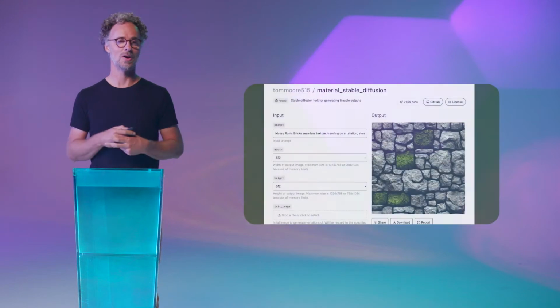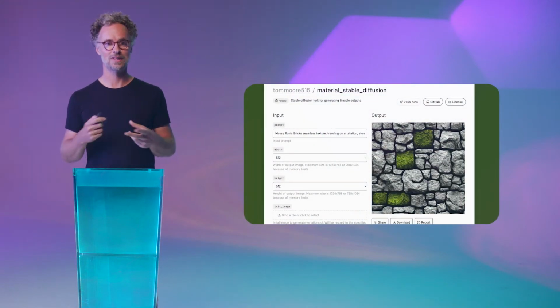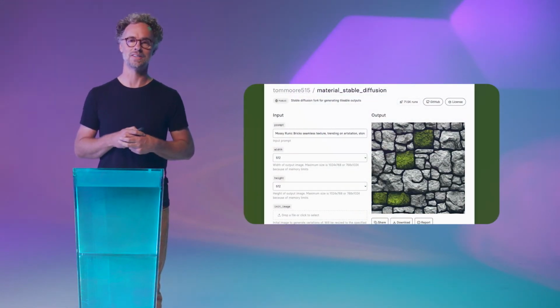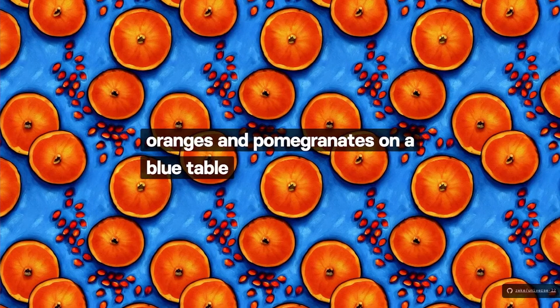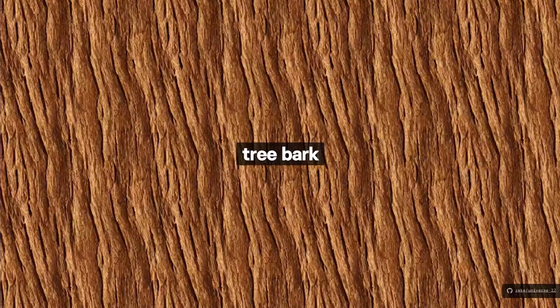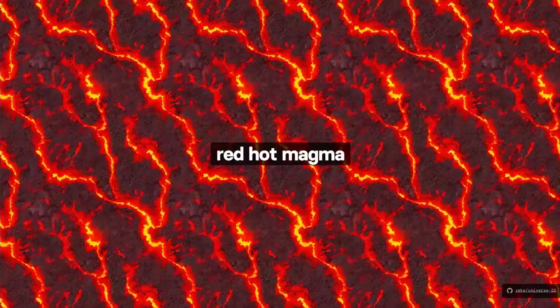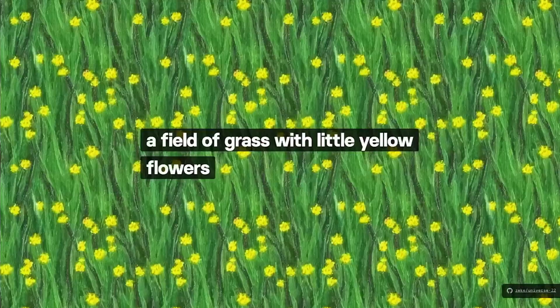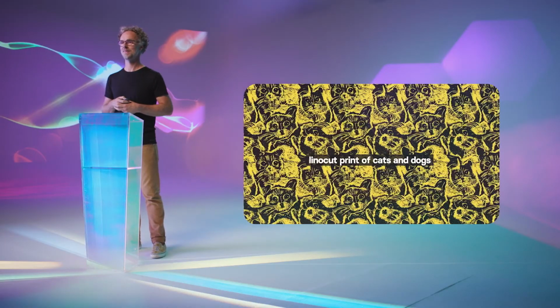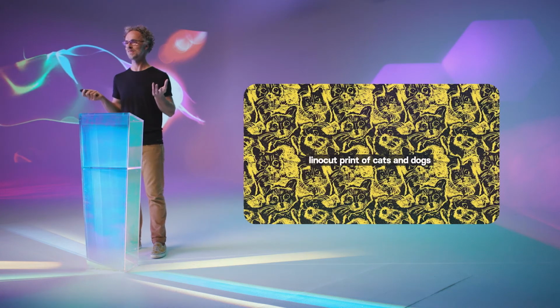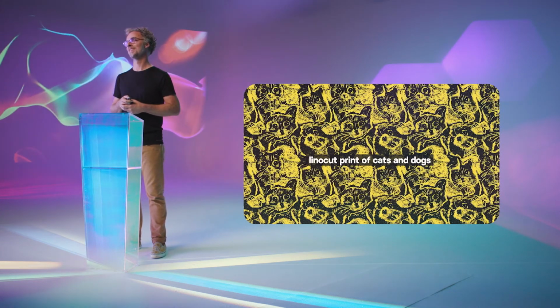First off, we'll look at tiling images. So this is another model on Replicate. It's a fork of Stable Diffusion that is able to generate tiling images. This is an example showing oranges and pomegranates on a blue table, tree bark, mossy runic bricks, ocean waves, red-hot magma, a field of grass with little yellow flowers, and a Linocut print of cats and dogs. I could do this all day, but I'll stop and switch to the next.